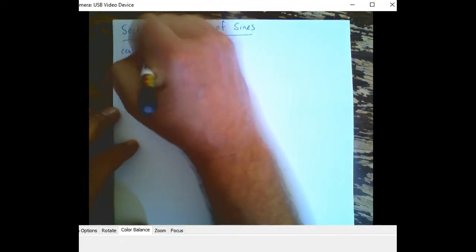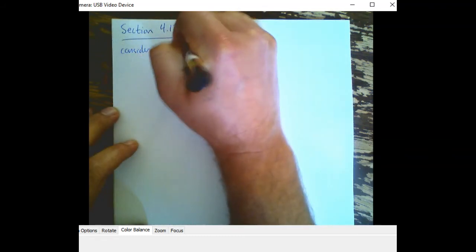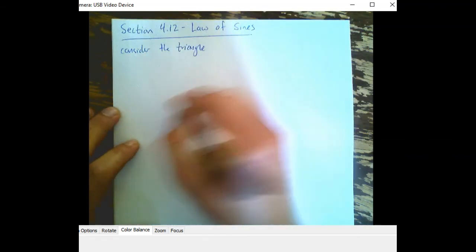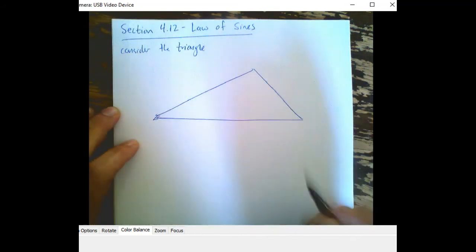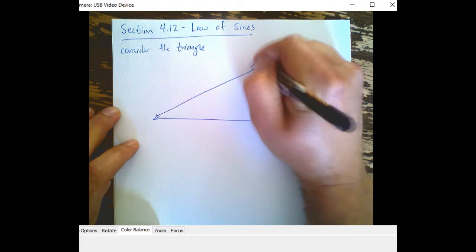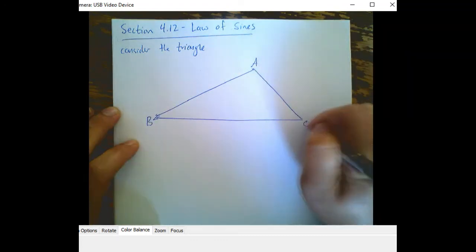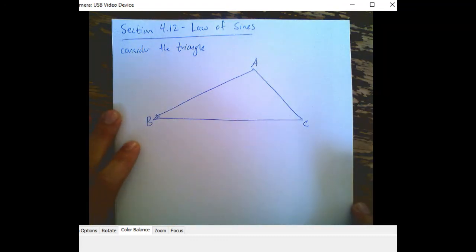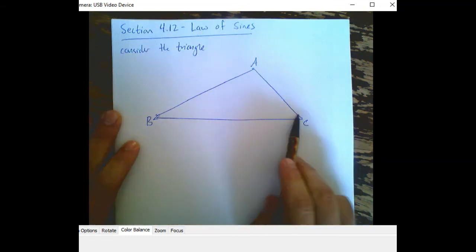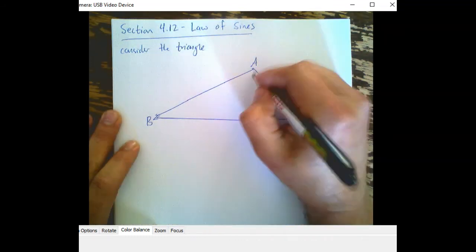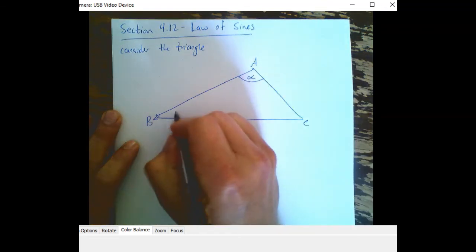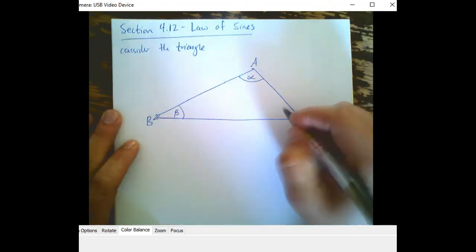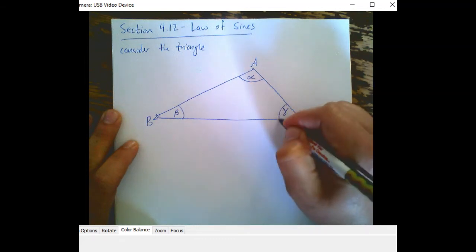So say we consider the triangle, this guy here. Let's label the sides, the angles, the vertices. Let's say that's A, B, C. So the vertices are A, B, and C. Let's say this angle up here is alpha. This angle right here is beta. And this one is gamma.